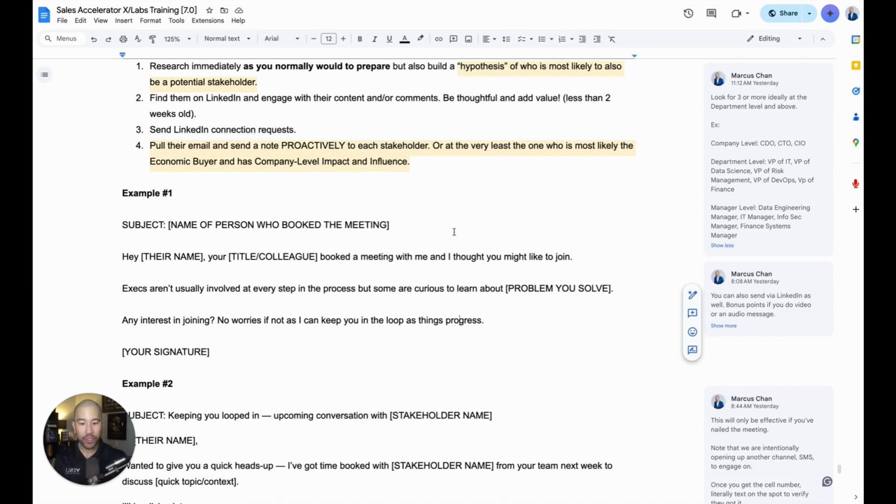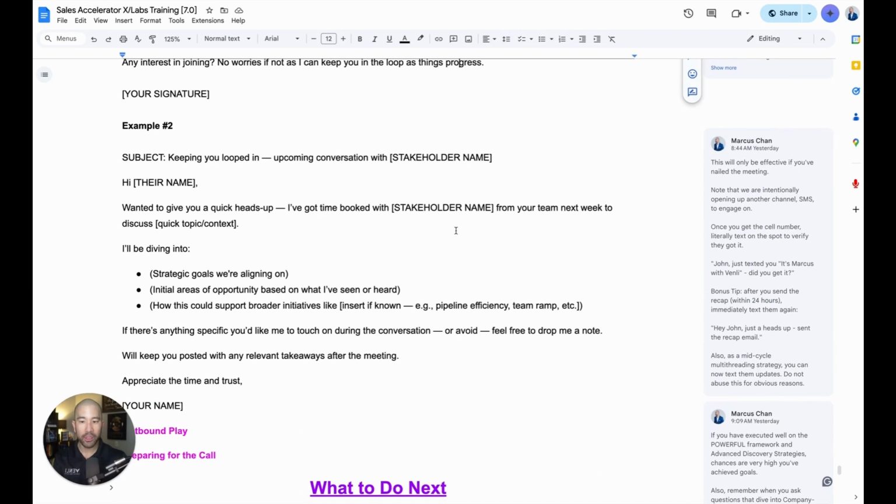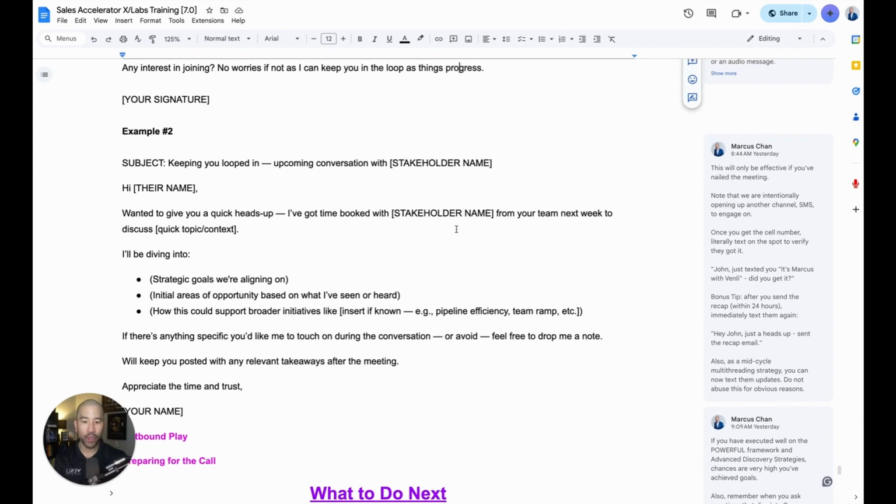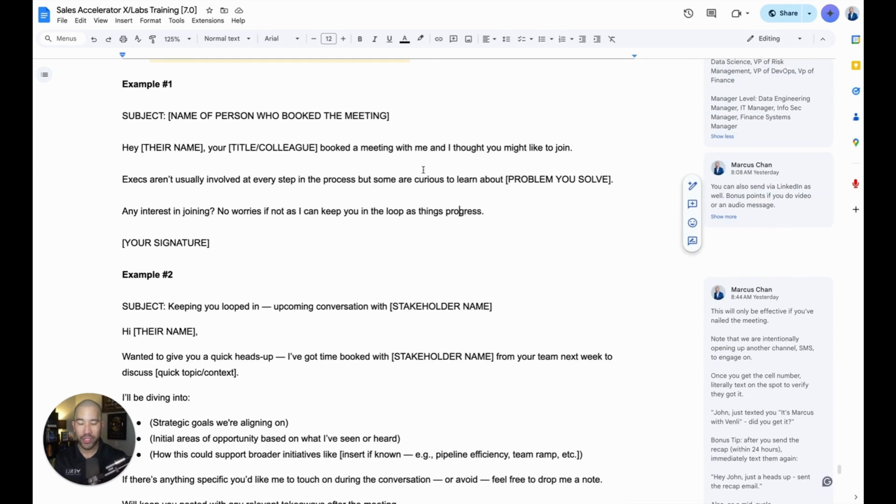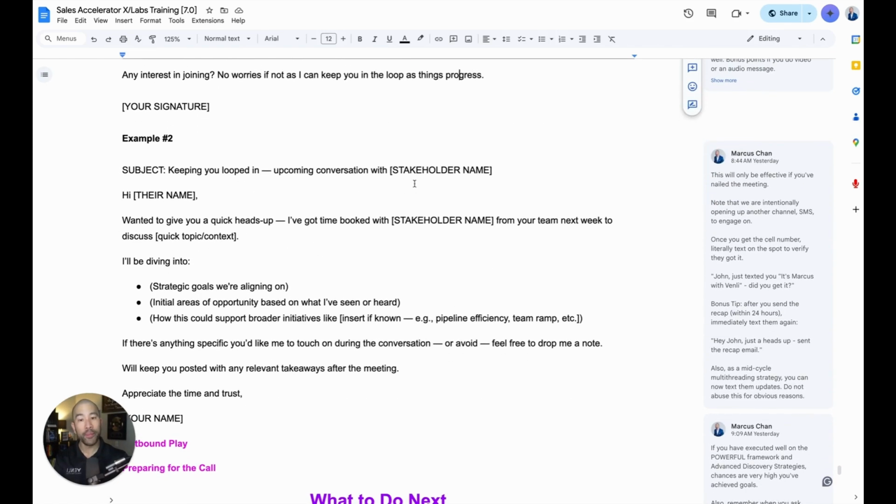Now, here's another example right here. This is a little more robust one, so you've got to play it accordingly. I personally prefer number one, which is very simple and easy to use. But for some of you who want to be a little more robust, because maybe you really want to showcase you're actually doing research, maybe you're reaching a little higher up, which is totally fine.